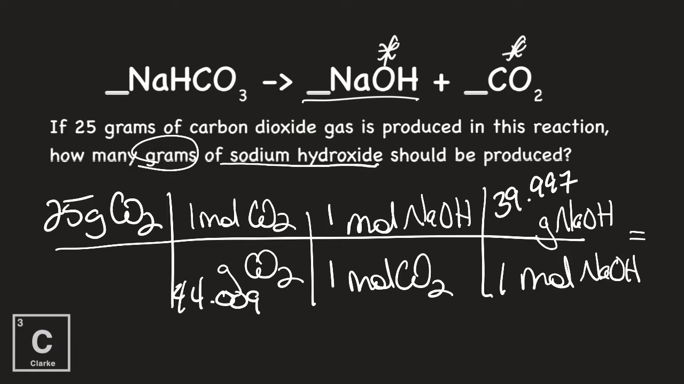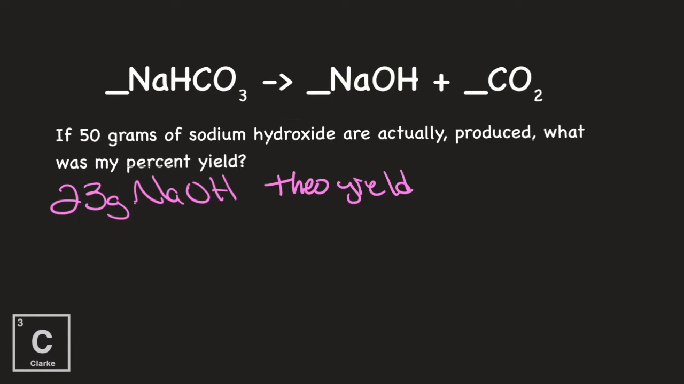25 divided by 44.009 times 39.997. Again, I ignore all the ones because ones don't affect my math. So if we have 25 grams of carbon dioxide, we should also have 23 grams of sodium hydroxide. If 50 grams of sodium hydroxide are actually produced, what was my percent yield?